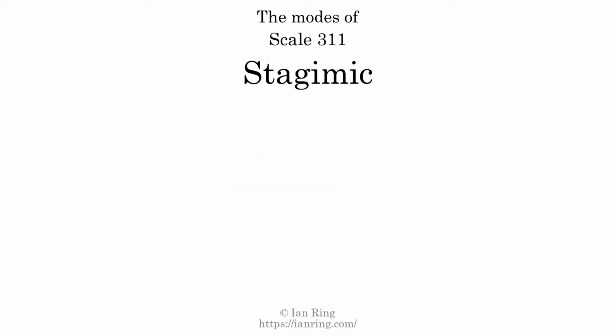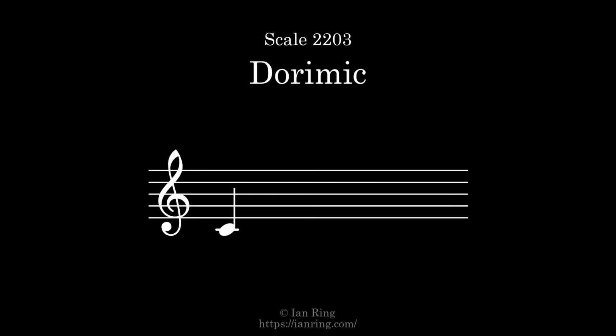This scale has 6 modes. The first mode is itself. The second mode is scale 2203, also known as Ionolimic. It sounds like this.